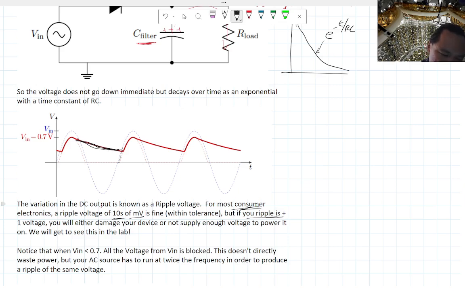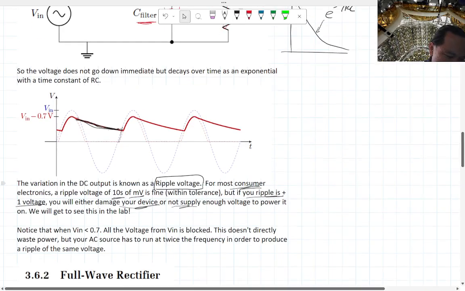But if the ripple is maybe plus or minus 1 volt, then that might damage your device, or it might not be powering up enough. We're going to see this in the lab. So you want this ripple voltage, let's highlight it here, to be something on the order of tens of millivolts, but not more than a volt.